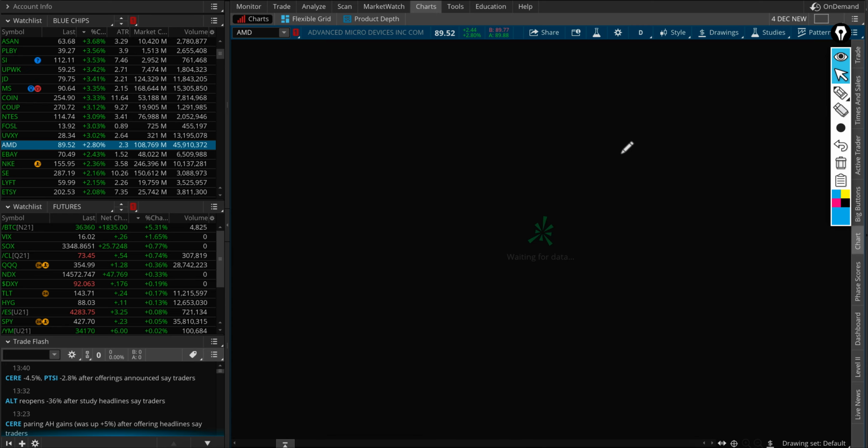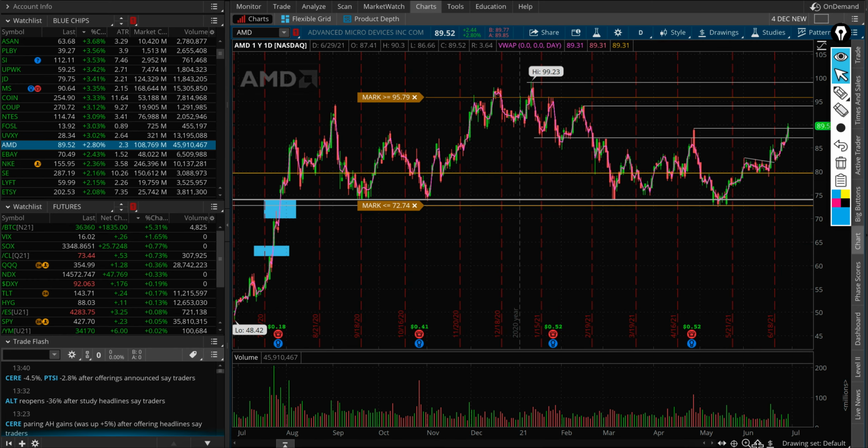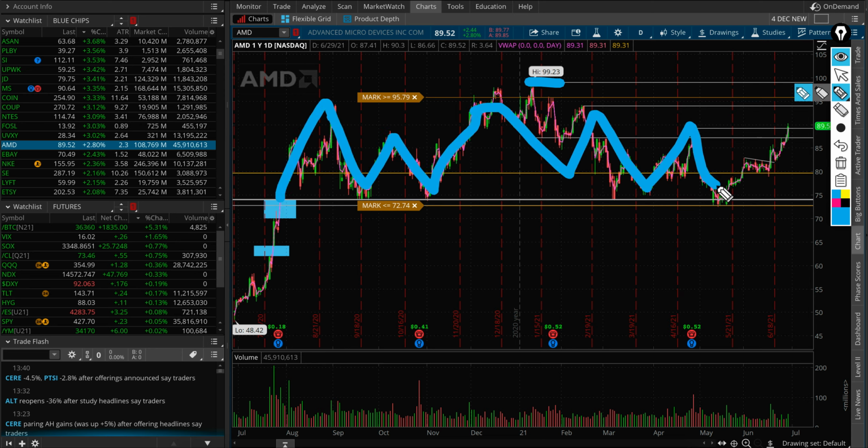Now let me zoom out to the yearly chart. On a yearly chart, we can see that this stock has been in this range of $75 and almost reached $100 all-time highs right here. But ever since it got above this 75 back in, I believe, August, it has been in this range. Look at this range. It hasn't been able to do much.